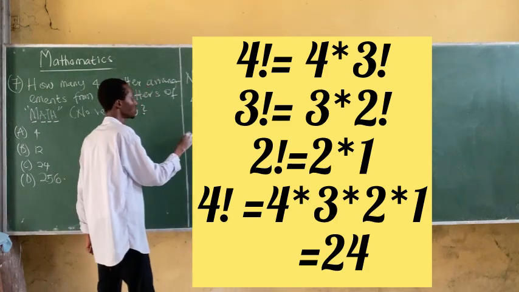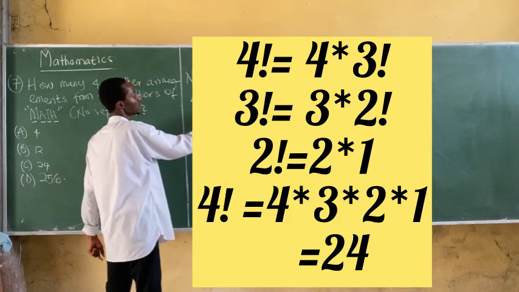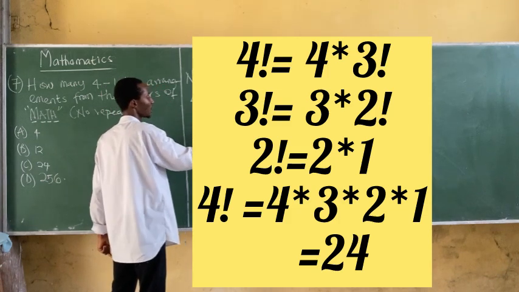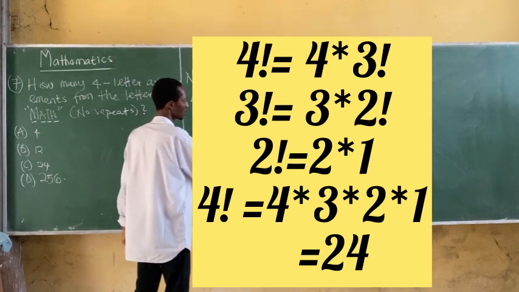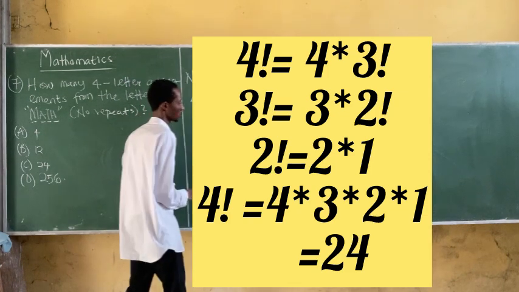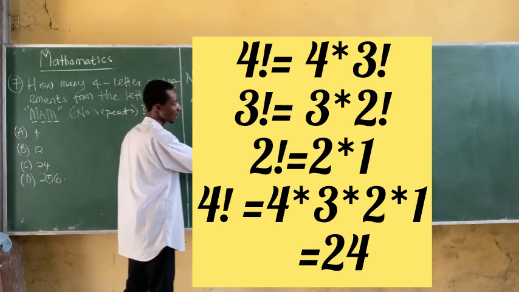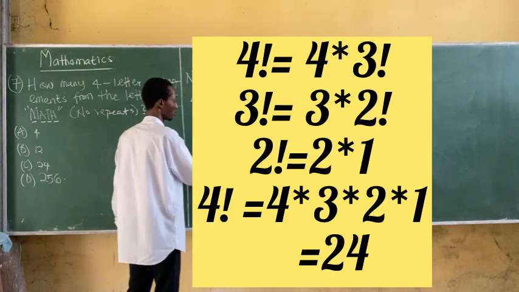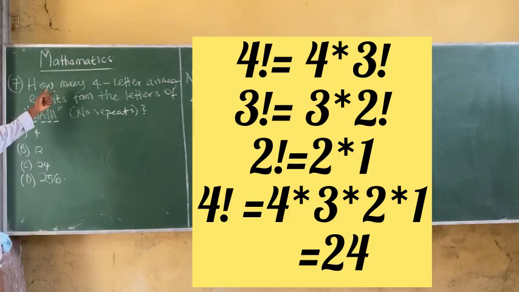If you also express it in this format, 4 factorial is equal to 4 times, since 3 factorial is 3 times 2 factorial, and 2 factorial is 2 times 1, we can also express it in this format, 4 times 3 times 2 times 1. 4 times 3 gives us what? 12. 12 times 2 gives us 24. 24 times 1, we have 24. Therefore, the correct answer here is option C, 24.